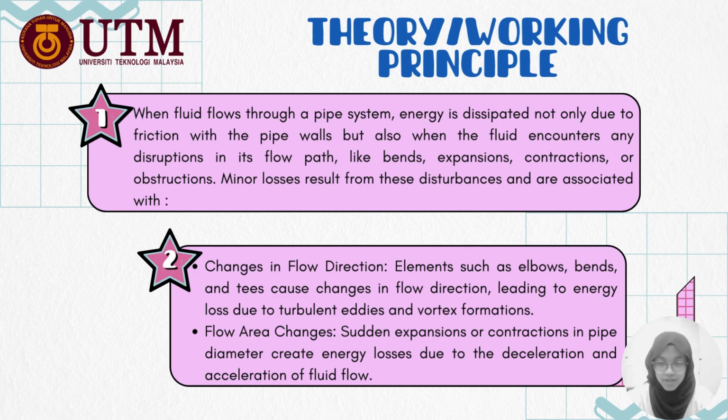First, change in flow direction. For example, energy loss results from the turbulent eddies or vortices formed by elements like elbows, bends, and tees that alter the direction of the flow. Second, flow area change, which is a rapid increase or decrease in the pipe's diameter, results in energy losses because the fluid flow slows down or speeds up.